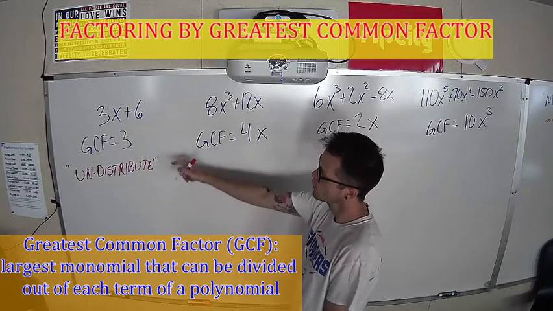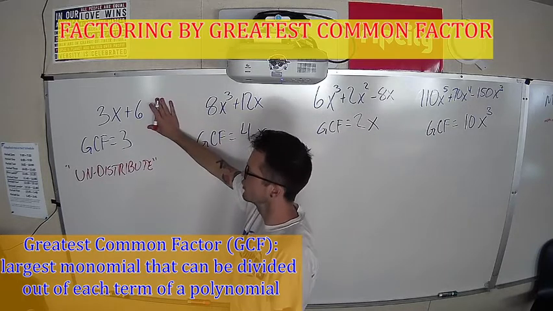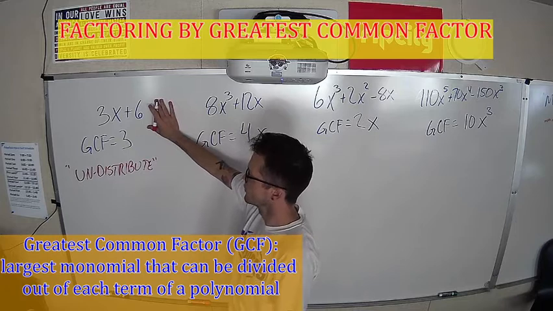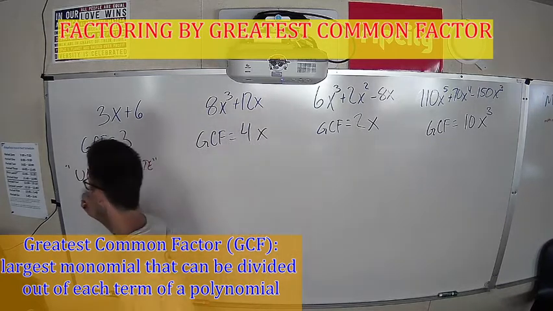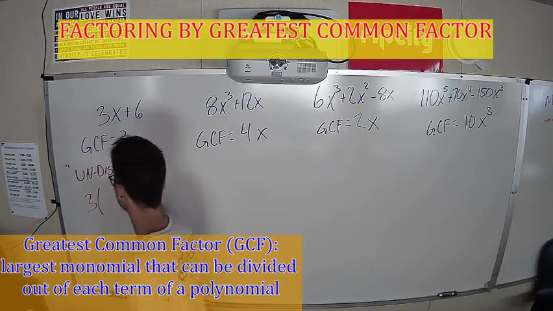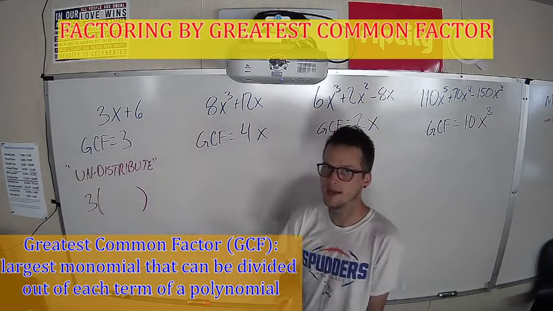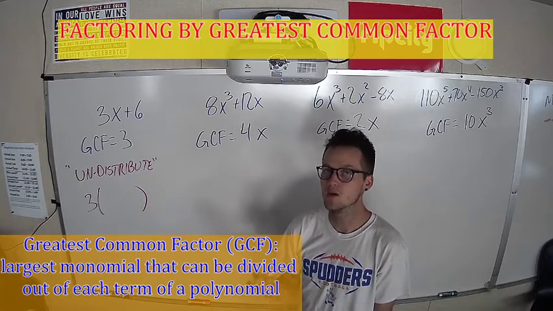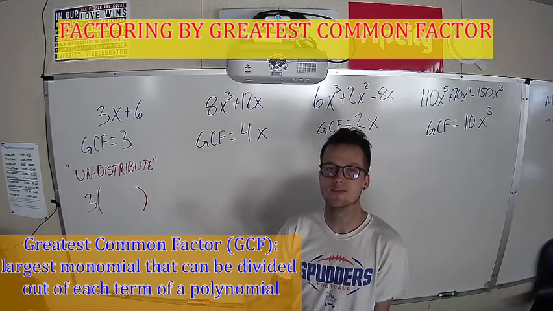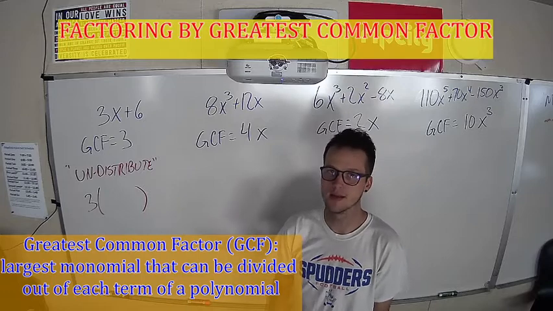So if we're looking again at this first polynomial, 3x plus 6, and we're going to factor it, we've located our greatest common factor. So this thing is going to be 3 times the quantity of stuff. And now we need to fill in what's going to be in our parentheses. And to do that, we look at each term individually, divide out our greatest common factor, and write it down.